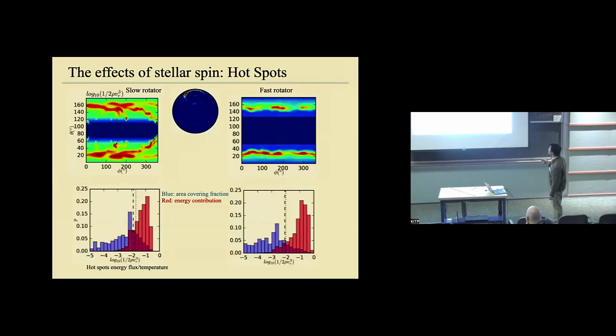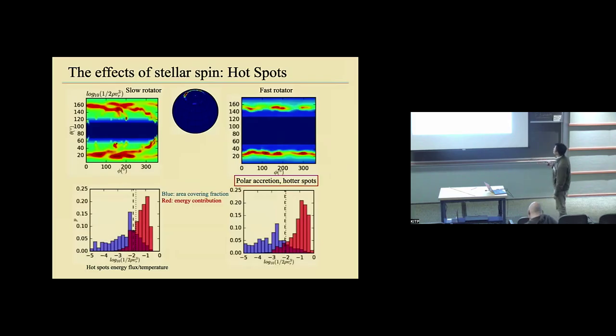So if we calculate the energy distribution of the hot spots, we see that for the fast rotators, you have more hot spots at higher temperature. So you have polar accretion, and you have hotter hot spots for faster rotators.